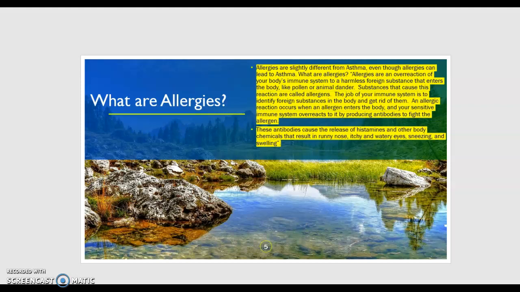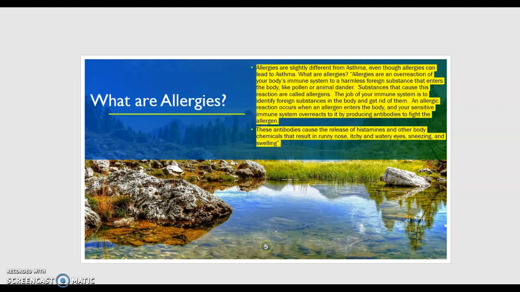The job of your immune system is to identify those foreign substances in the body and get rid of them. An allergic reaction occurs when the allergen enters the body and your sensitive immune system overreacts to it by producing antibodies to fight the allergen. These antibodies cause the release of histamines and other body chemicals that result in runny nose, itchy and watery eyes, sneezing, and swelling as well, which is similar to asthma.